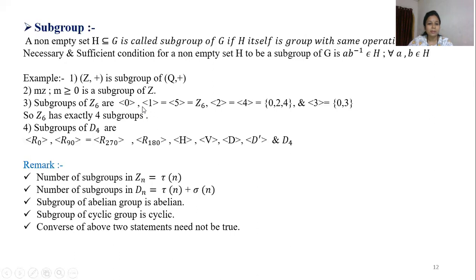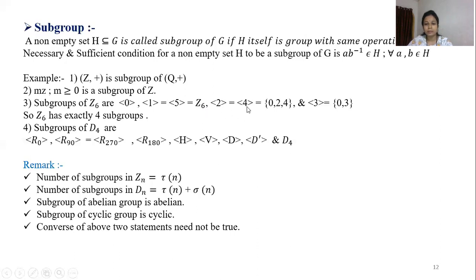Why is it so? Generated by 1, it contains the elements 1, 1 plus 1 is 2, 2 plus 1 is 3, 3 plus 1 is 4, 4 plus 1 is 5, 5 plus 1 is 6, which is nothing but 0 here. That is generated by 1. Generated by 2, this is nothing but Z6 itself.